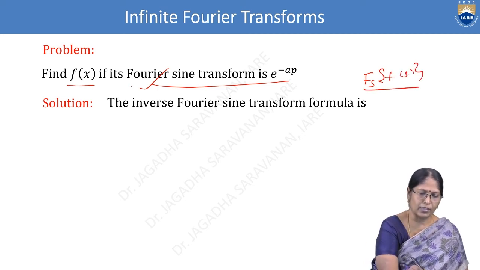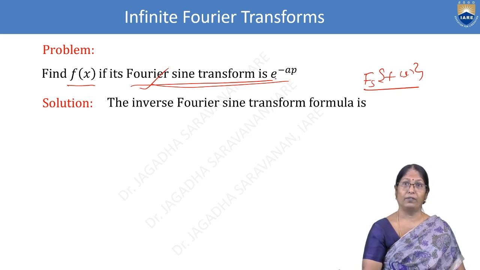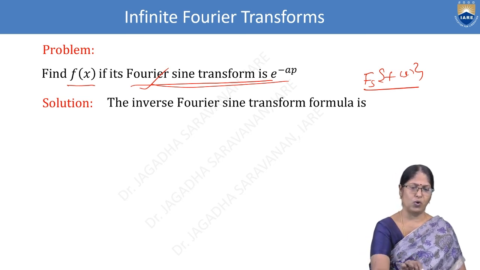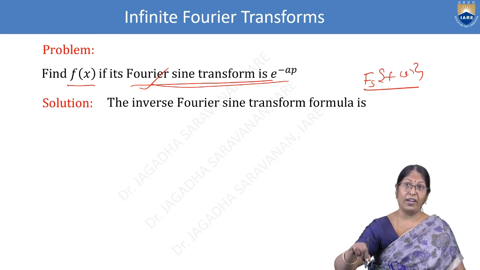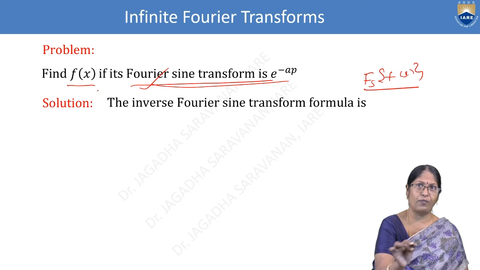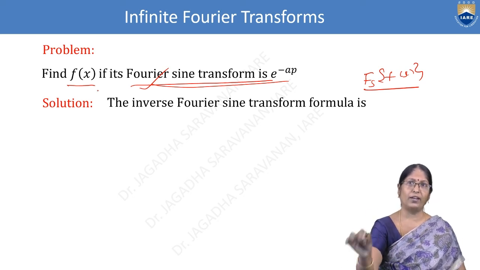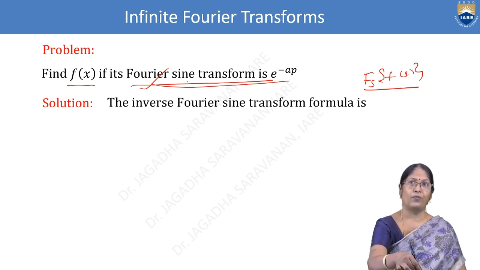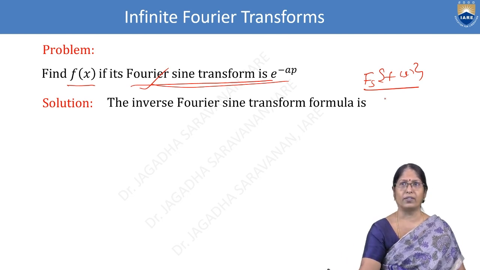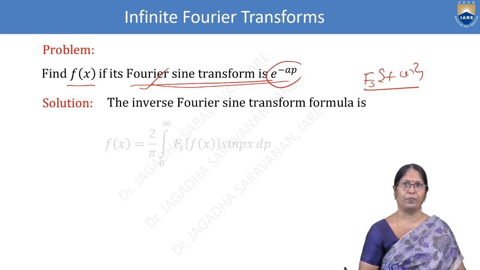We have to read the question once, twice, especially in these Fourier transforms. There is no word inverse applied, but they have given it indirectly. Find f of x, they told. It is understood that we have to apply the inverse. Its Fourier sine transform, that means capital Fs of f of x is given, that is e power minus ap.